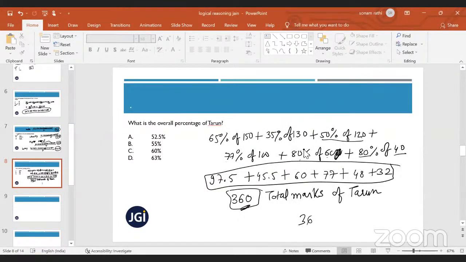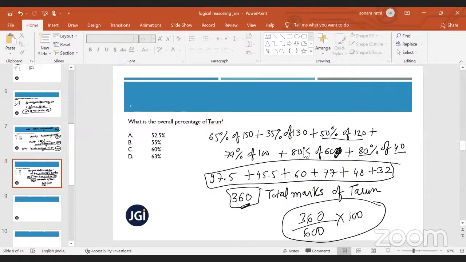So 360 marks out of 600 marks, and then we need to find the percentage, right? Out of 600 marks, the person is getting 360 marks. So we have to calculate this. The zeros cancel, 6 6s are 36, 60%. So the answer is option C. Did you get it, everyone?